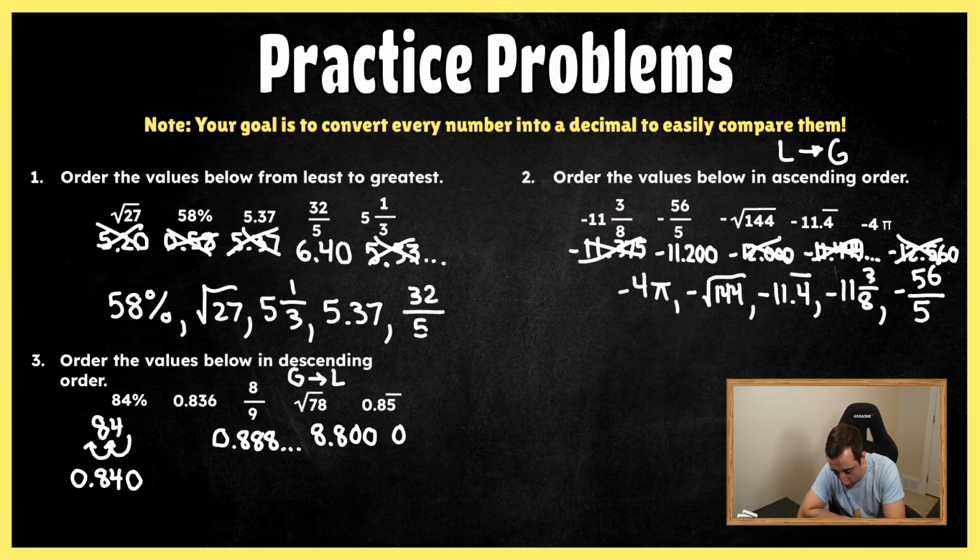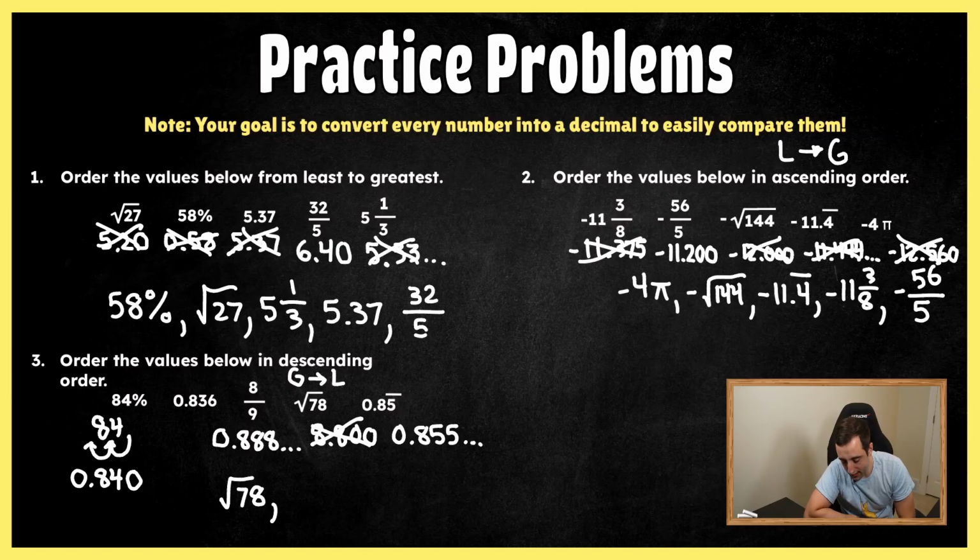And then finally, the very last one is a repeating decimal. So it's going to be 0.8, and the 5's repeating. We'll take it to the thousands place. And now we can go ahead and order these in descending order, or largest to smallest. So the largest decimal by far is the one that has the 8 starting out, which is going to be the square root of 78. So that one is done.